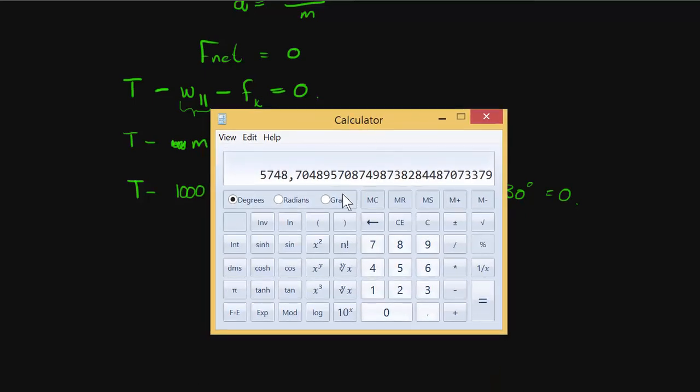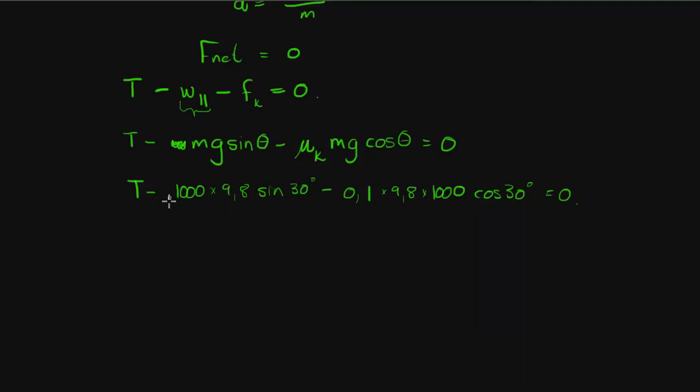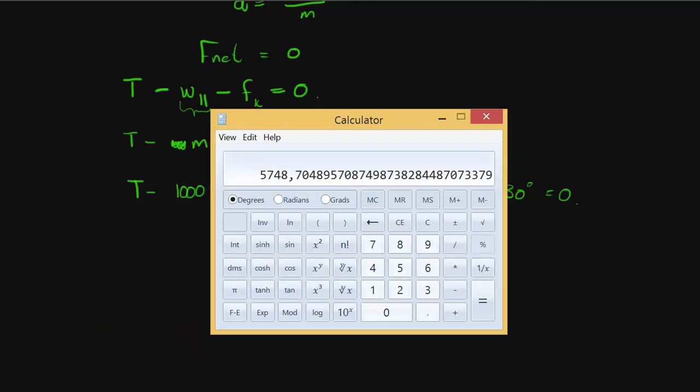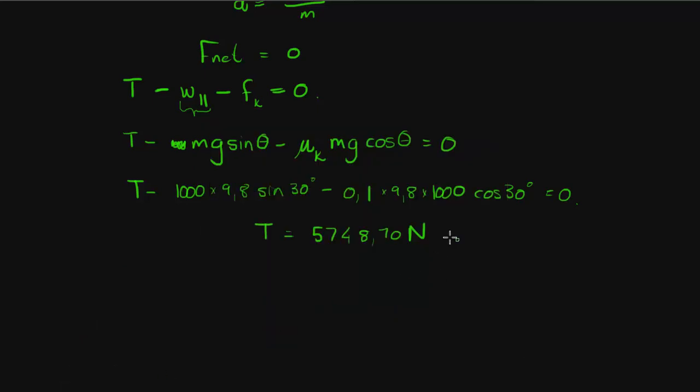Okay, there we go. 5748.7. This is what I'll get here when I subtract that, so it would be minus, and when I put it to the other side, 5748.70 newtons. Okay, confirm that. 5748.70 newtons, and up the slope. Always remember your units and direction.